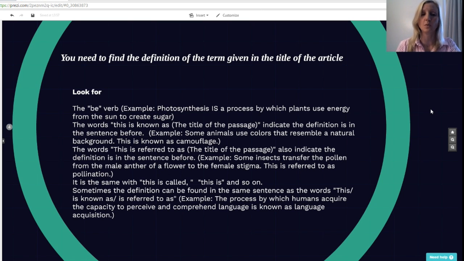But please be aware, sometimes the definition can be found in the same sentence as the words this is, or is known as, or is referred to as. For example, the process by which humans acquire the capacity to perceive and comprehend language is known as language acquisition. So in that, if you need to define language acquisition, you would say, language acquisition is the process by which humans acquire the capacity to perceive and comprehend language.